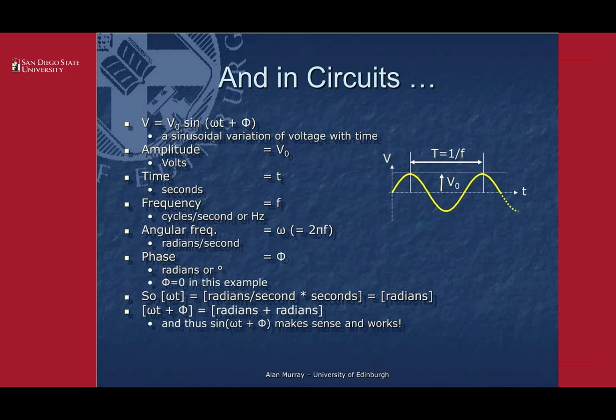And this omega t part, the angular frequency times time, has a unit of radians, because omega is represented as radians per second and t is, as you know, only seconds. So we will get radians when we multiply them. And omega t plus phi is basically radians plus radians. This is why we use omega t, for simplicity. And this is also why V0 sine of omega t plus phi makes sense.